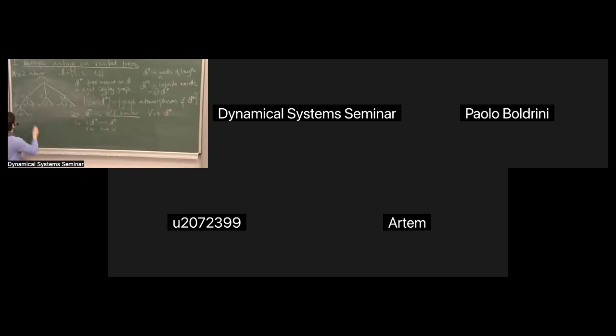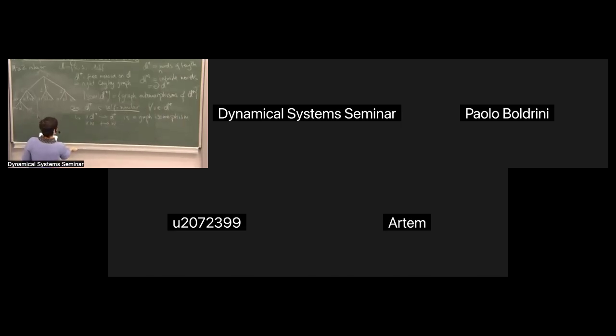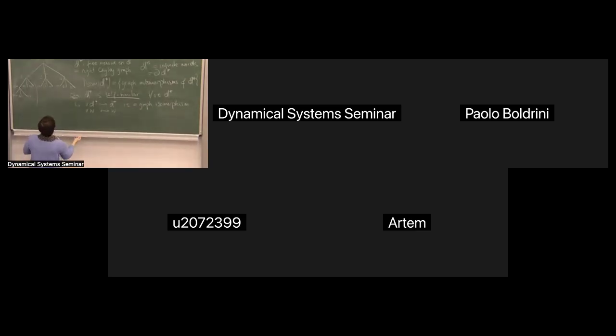Okay, and this thing is just, well, here are all the words beginning with 0. If I just remove the first 0, then I get all the words. Okay, so this is a graph isomorphism. And this carries over. How can I write this? I'll write this here.